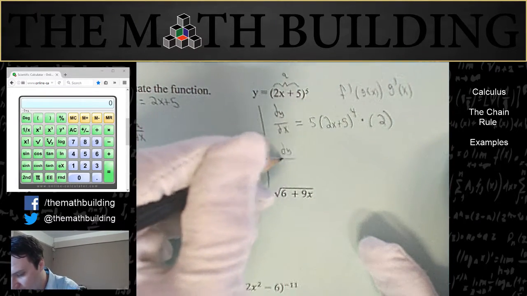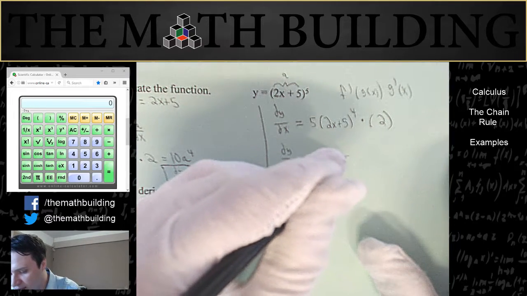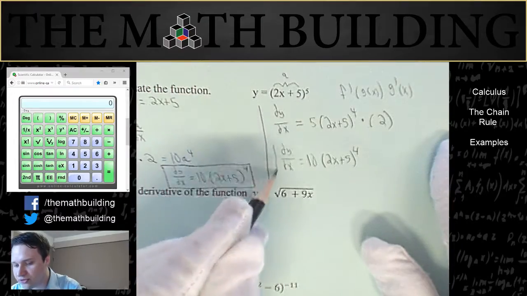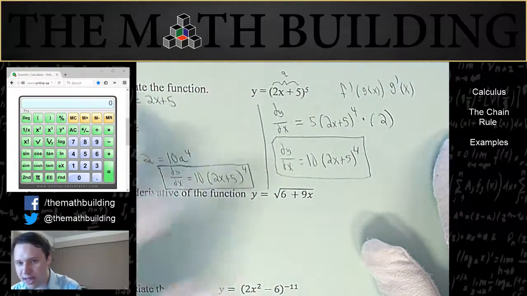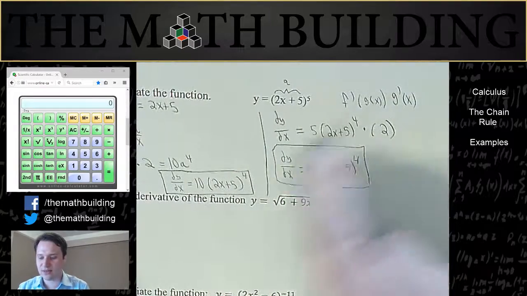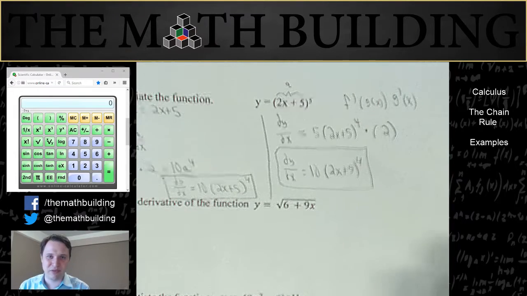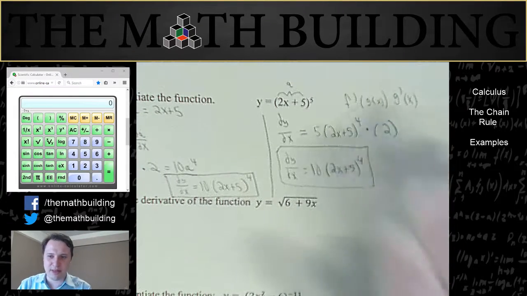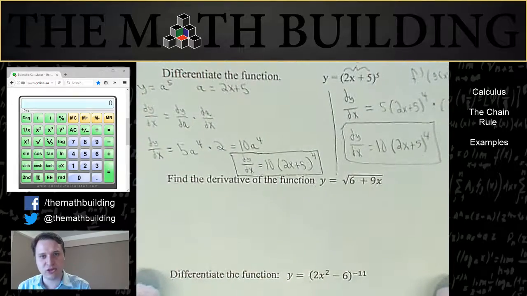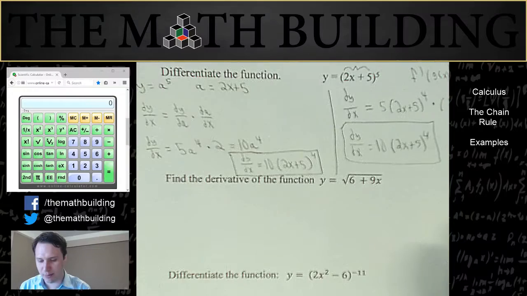dy/dx is equal to 10 times (2x + 5)^4. So that's kind of how to do it both with the Leibniz notation and related rates, and doing it with the Newton notation of taking the derivative of the outside with the inside plugged in, and then multiplying by the derivative of the inside. So I prefer this method, but you can use whichever method you like, and sometimes this method is a lot easier than the other one, so it just depends on the problem.